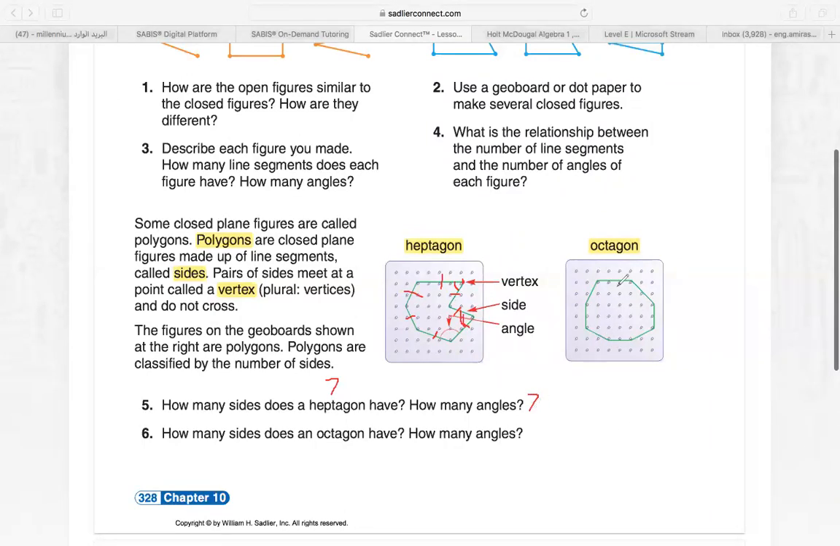Okay, how many sides does an octagon have, and how many angles? 1, 2, 3, 4, 5, 6, 7, 8. So it has 8 sides. How many angles? 8 also. Okay, girls?